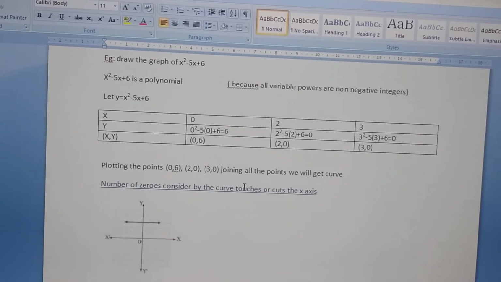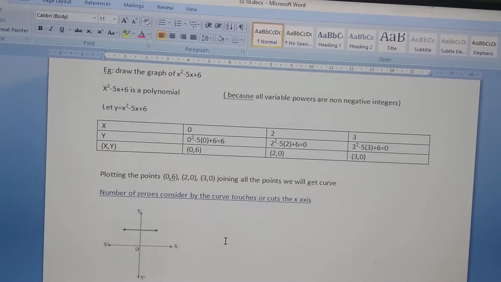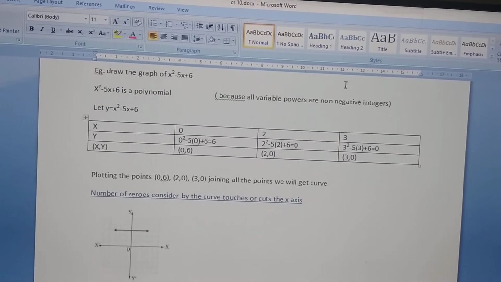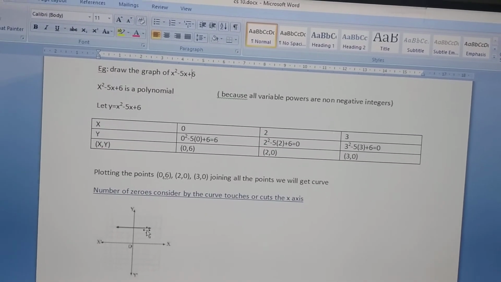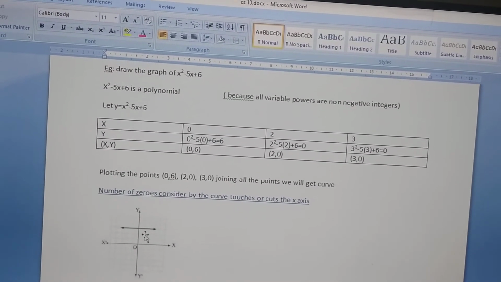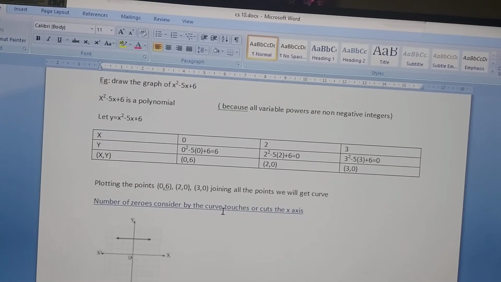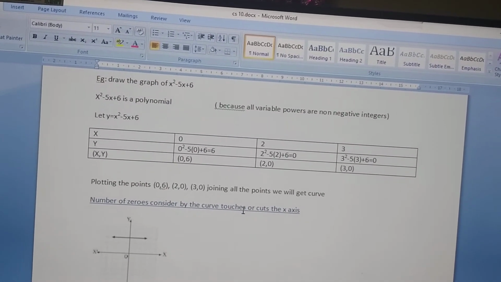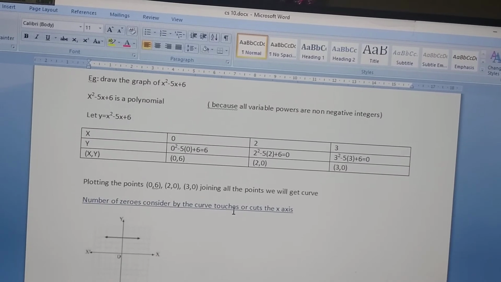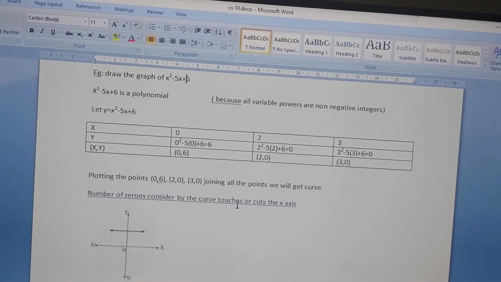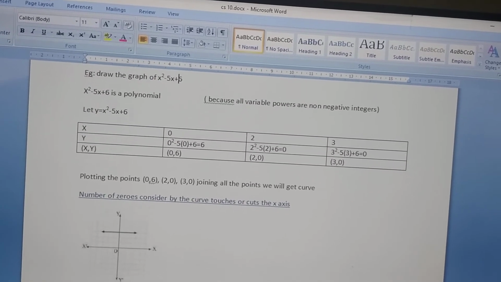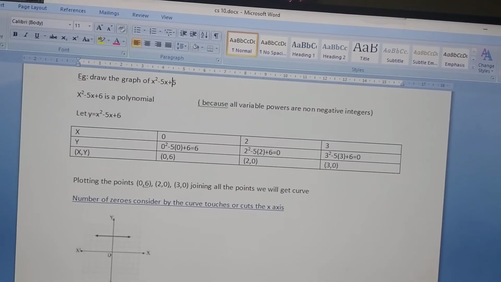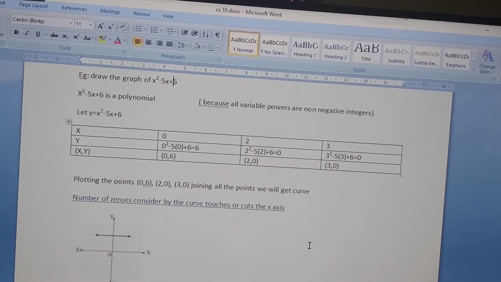So second point, how to find the number of zeros by seeing the graph. Very important: the number of zeros is determined by the points where the curve of a graph touches or cuts the x-axis. If the graph or curve touches the x-axis at 3 points, we will get 3 zeros of the polynomial.